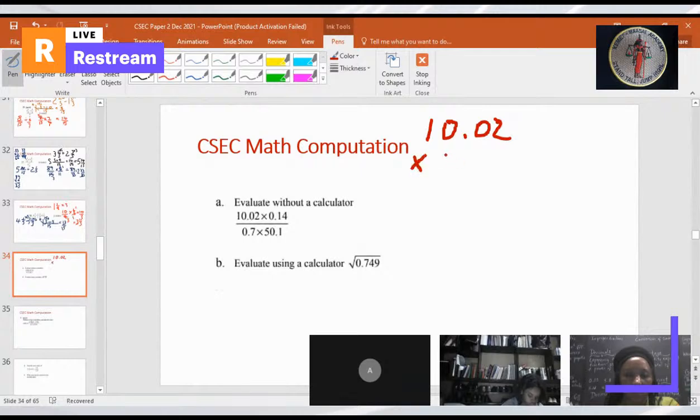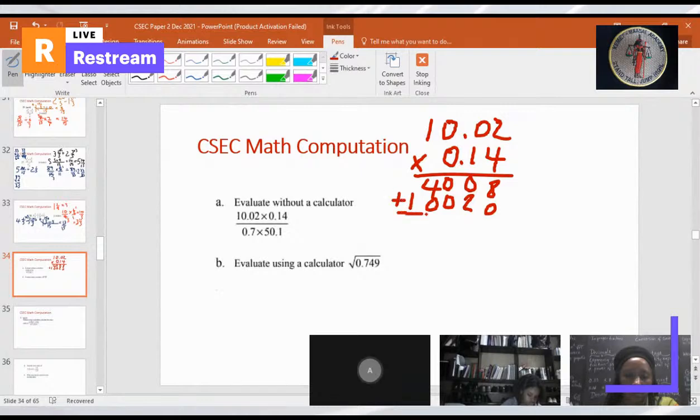All right, so it says without a calculator. So you're working these. 4 times 2 is 8. 4 times 0 is 0. 4 times 0 is 0. 4 times 1 is 4. 1 times 2 is 2. 1 times 0 is 0. 1 times 0 is 0. And 1 times 1 is 1.